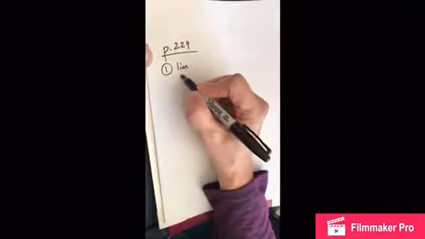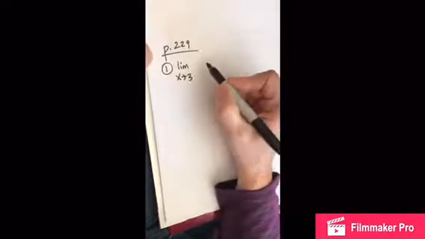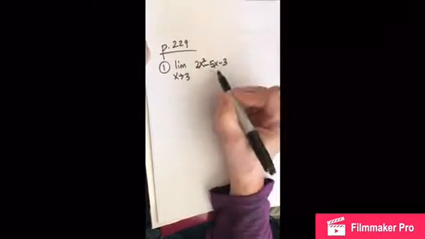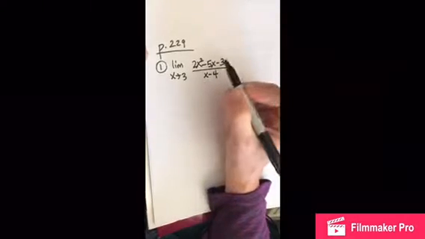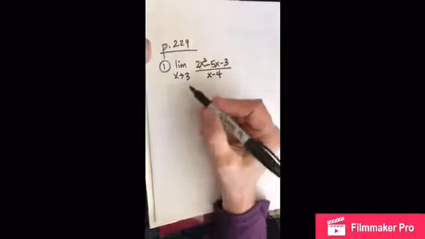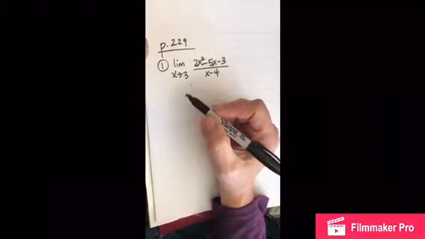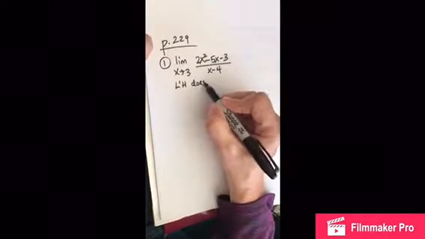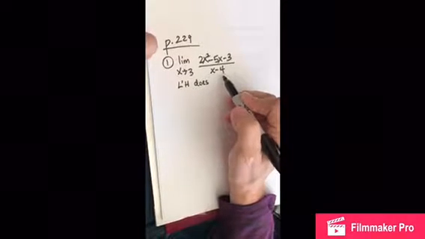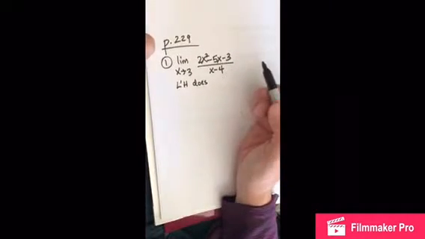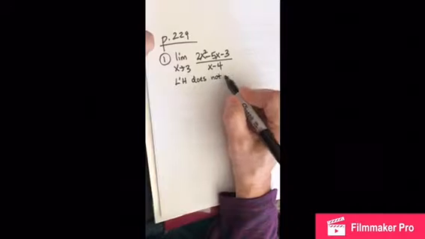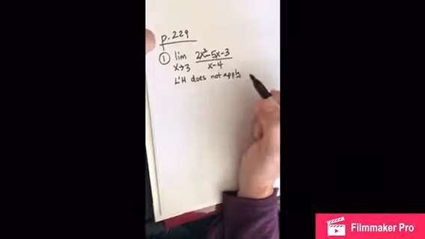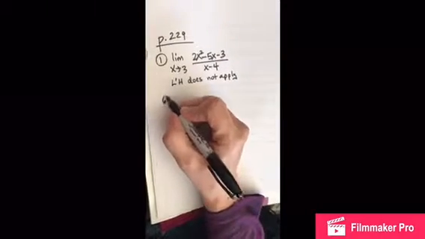So the first one is the limit as x approaches 3 of 2x squared minus 5x minus 3 over x minus 4. Well, we cannot use L'Hopital's rule here because when we plug the 3 in the denominator, that's the easiest place to plug it in, we don't get a 0. We can figure out the limit, but L'Hopital's rule does not apply. So moving on to number 6.